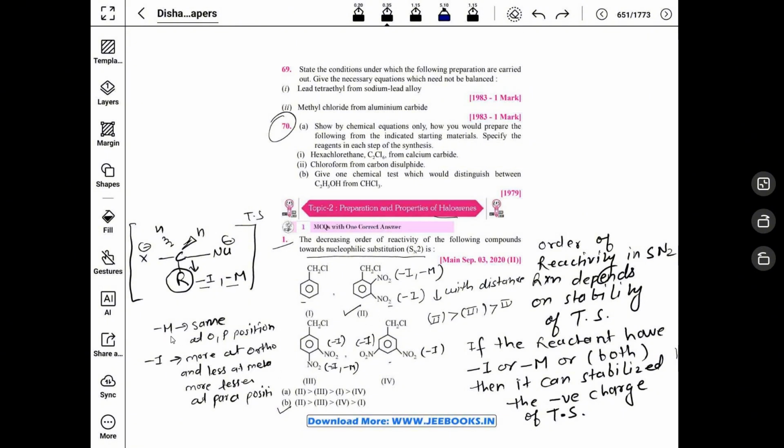As I told you, the resonance effect is the same whether it is at ortho or para position, but the inductive effect decreases with distance; here the inductive effect is more and here it is less. And in this case you have only inductive effect, no mesomeric effect. Therefore this is the correct answer. This is a very important question. If you understand this, then any question coming from this topic, you can easily answer.